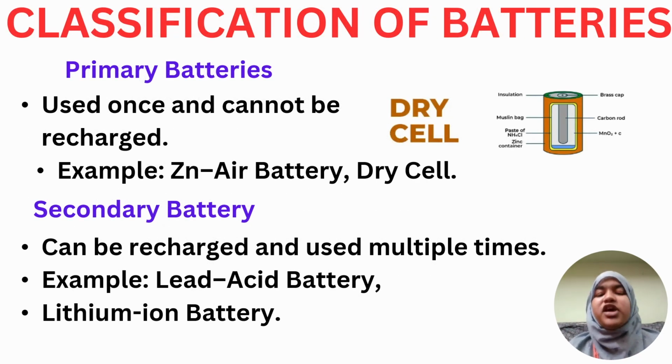Next, classification of batteries: primary batteries and secondary batteries. Primary batteries are used once and cannot be recharged, for example zinc air battery and dry cell. And secondary batteries can be recharged and used multiple times, for example lead acid battery and lithium ion battery.